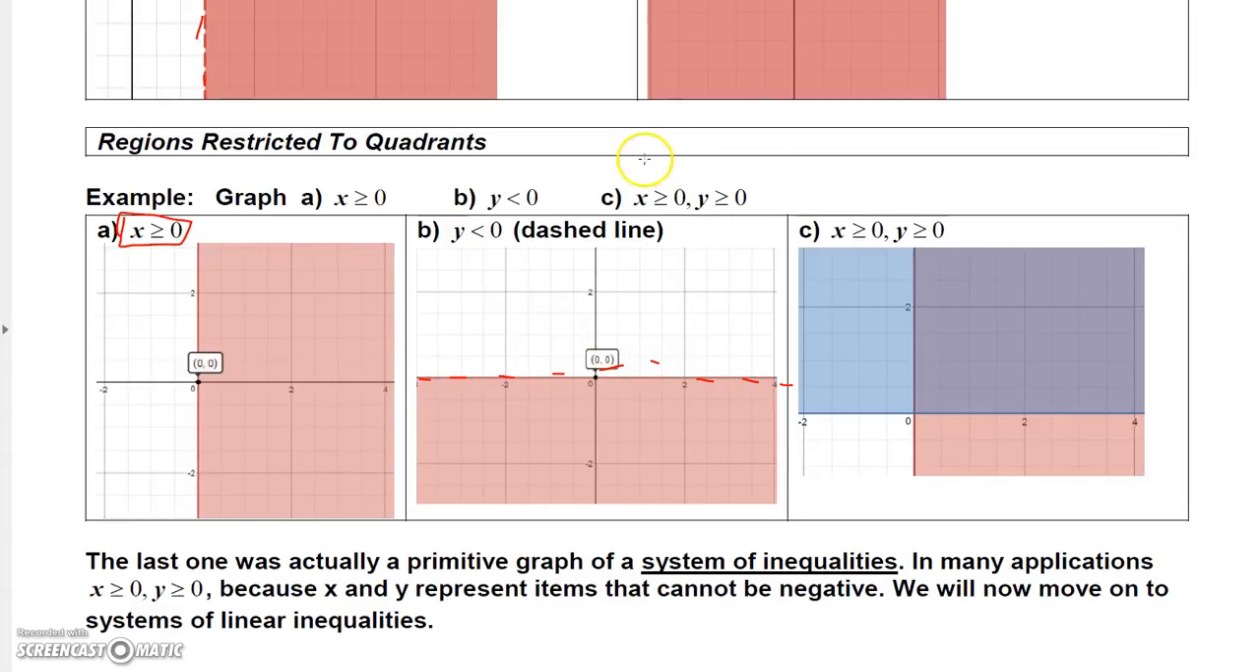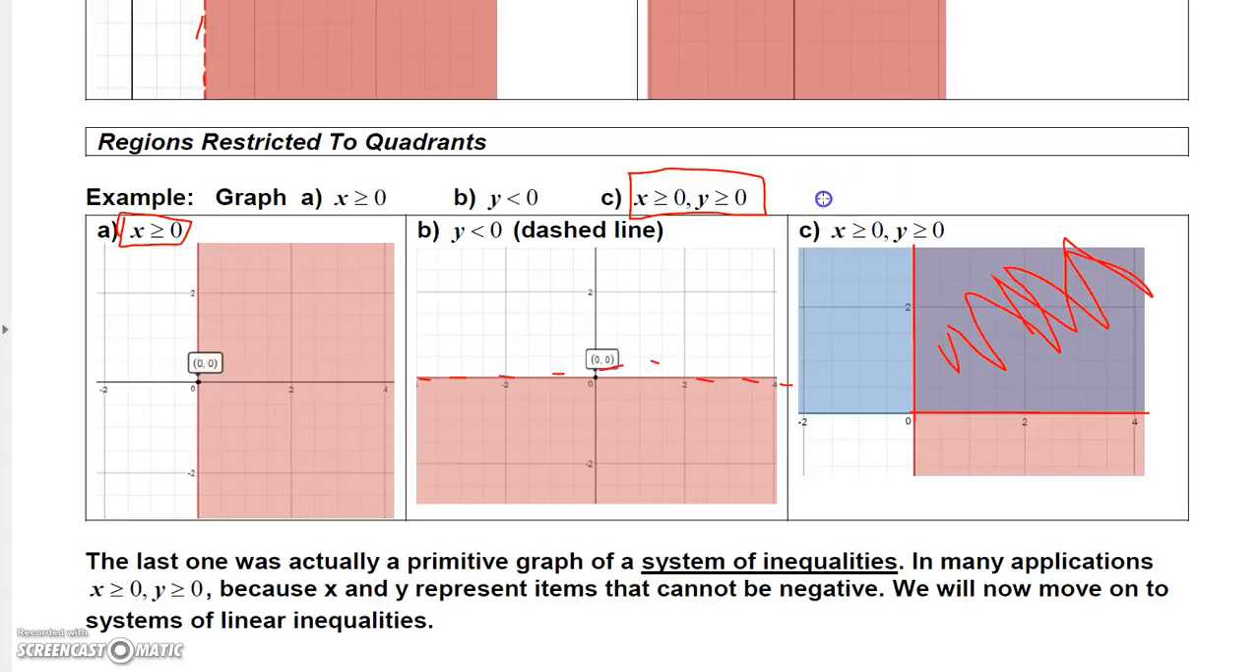And then if you were to put these two together, where x is greater than or equal to 0 and y is greater than or equal to 0, that is what we call a system of inequalities. When you put those two together, you get just everything that's in the first quadrant, so everything on these two segments I just drew, plus everything out here in this region.